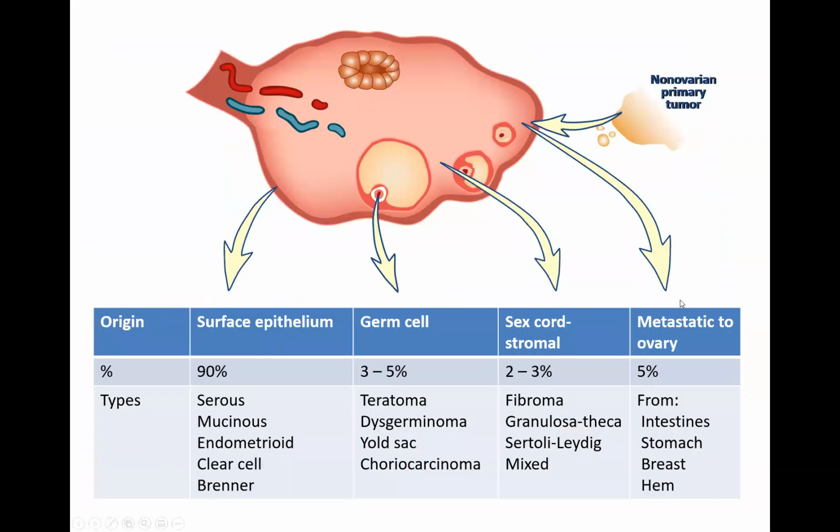So these are the different types of tumors. We talked about surface epithelium. We talked about germ cells. We will address that next week. But this week we are focusing on sex cord-stromal tumors that represent between 2 to 3% of all ovarian tumors.